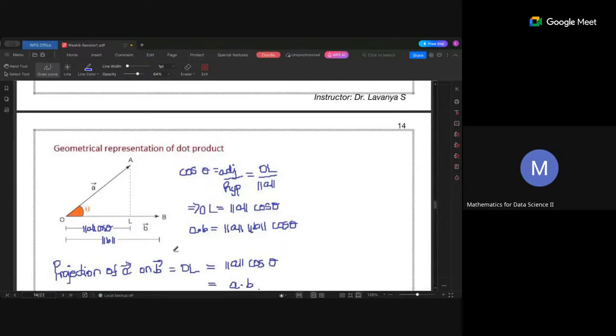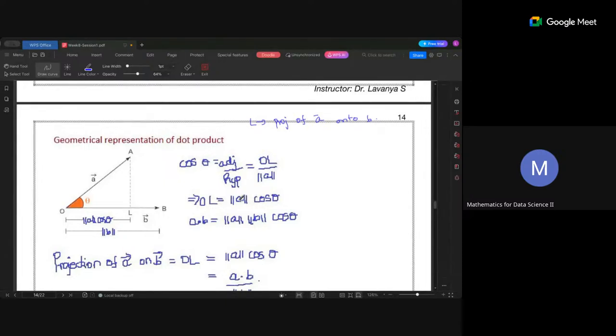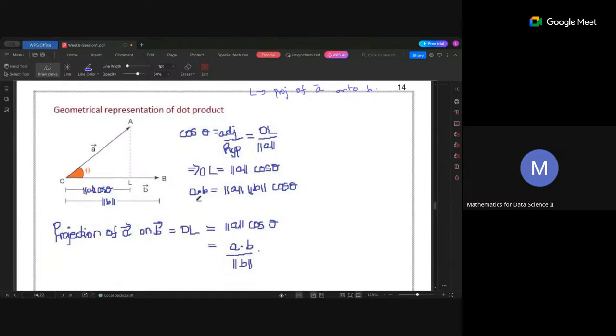So you see, we have A, B, and this is the foot of the perpendicular. Here L is nothing but the projection of A onto B. Here you see that OL is nothing but norm A into cos theta. According to the A dot B definition, this is norm A, norm B cos theta. Now OL is norm A cos theta, so you can rewrite this as A dot B by norm B. So this is another way of seeing it. Anyway, the definition is again the same.